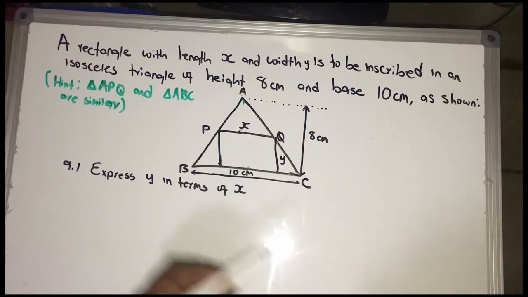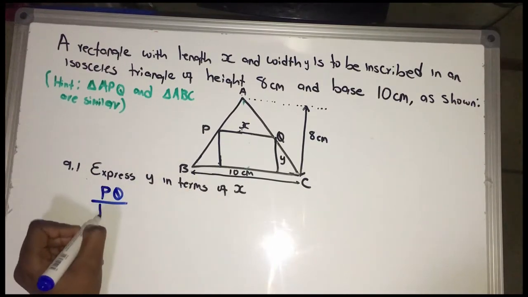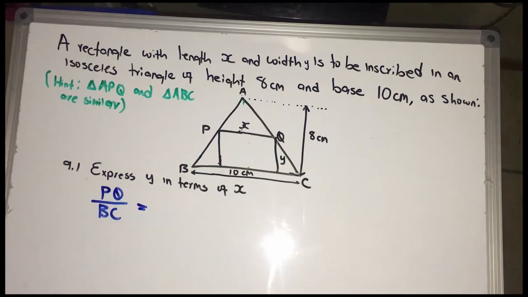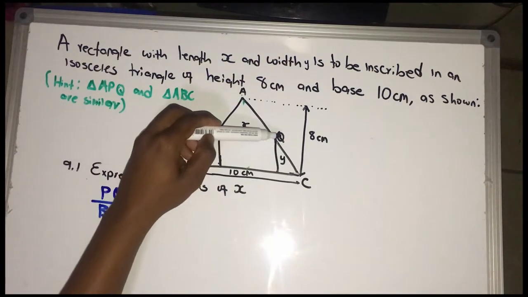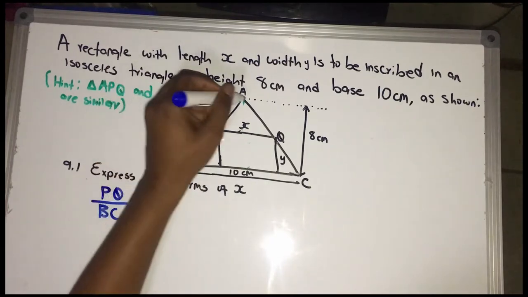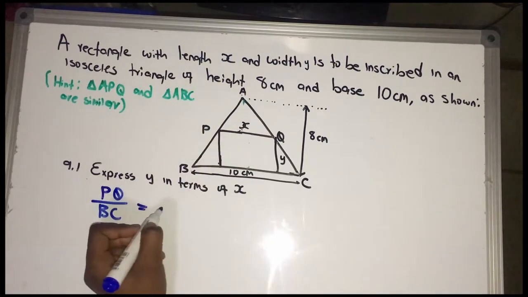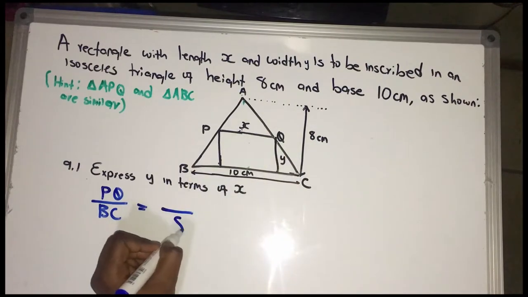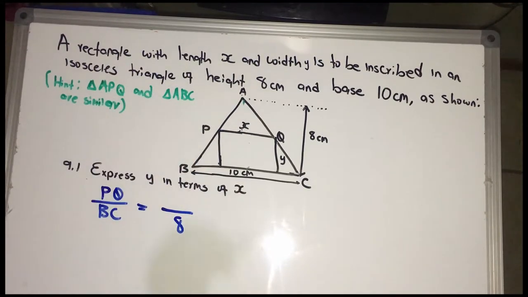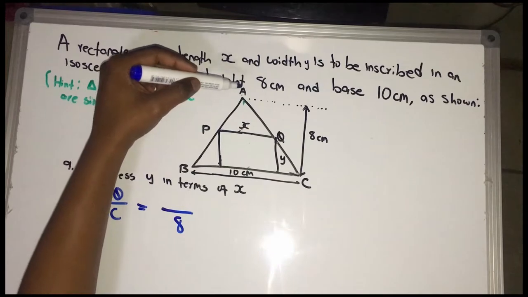So the first thing we want to go to, this base PQ, so PQ over BC, the base of the smaller triangle over base of the bigger triangle. Model side to include y. So y is a perpendicular distance, okay? And then the overall perpendicular height here, the bigger triangle get 10, right? Get 8. Okay, so now we have a perpendicular height here, the smaller triangle.